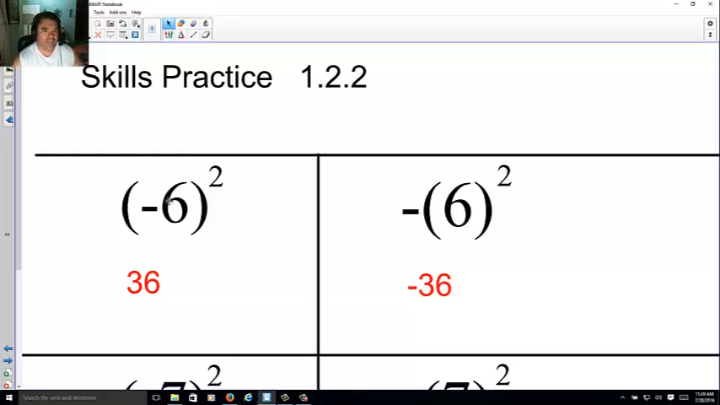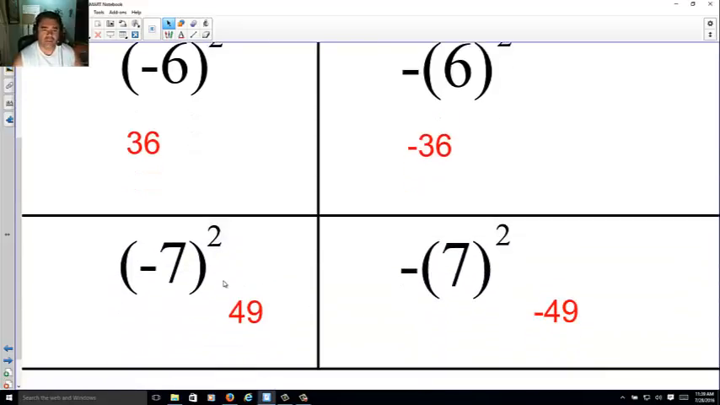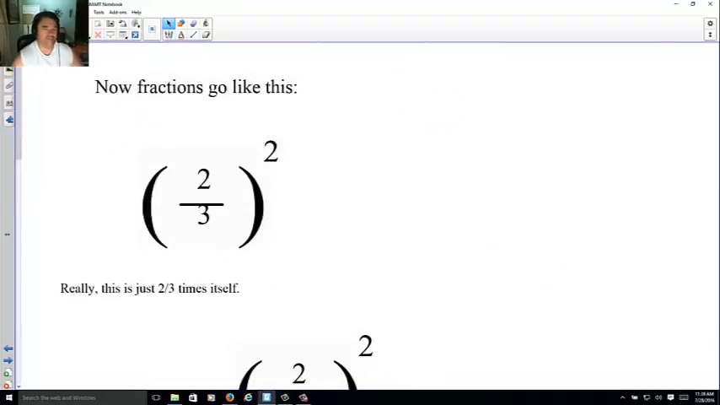For the first one, the 2 negative 6's become a positive to make 36. In this one, the 2 6's make 36, but the negative waits to make it a negative 36. In these two, the 2 negative 7's make a positive, but in this one, 7 times 7 makes 49, negative waits to make it a negative 49.